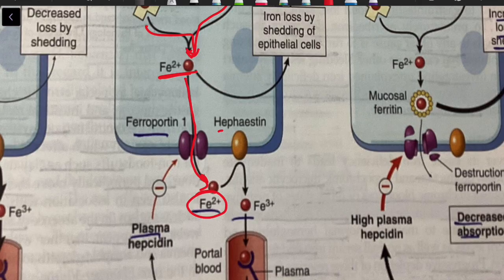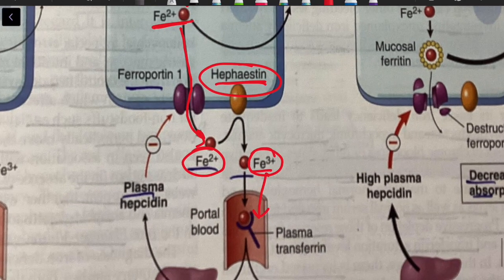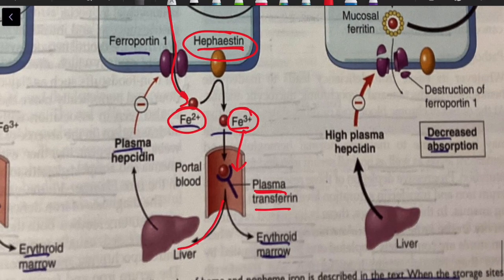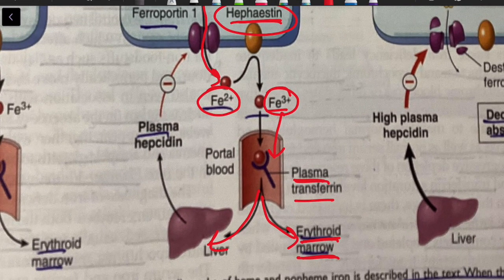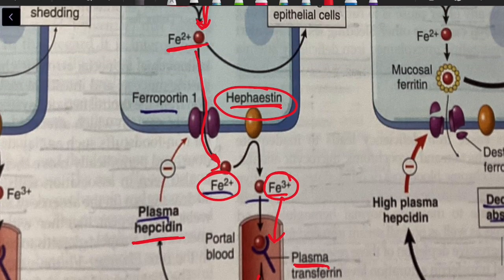So first it is converted by hephaestin, which is a receptor and an enzyme both, and this converts the Fe2+ to Fe3+. And now this Fe3+ binds to our transferrin molecule which is present in the plasma, and then it is transported to different organs like the liver and the erythroid marrow which require it. Now according to the iron transport, the amount of iron which reaches the liver releases the hormone hepcidin, and this hepcidin then regulates the iron metabolism, iron absorption.